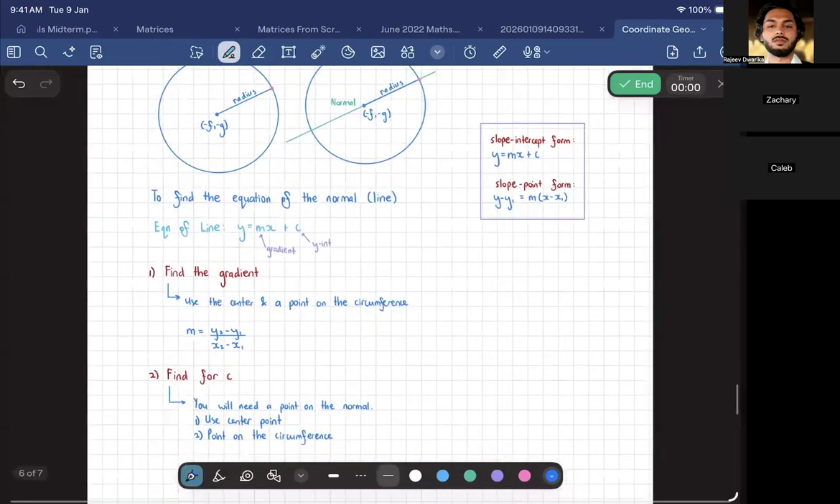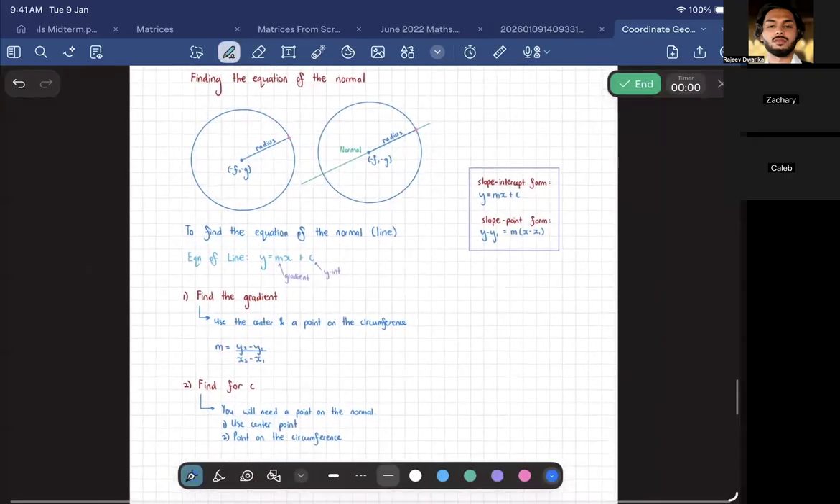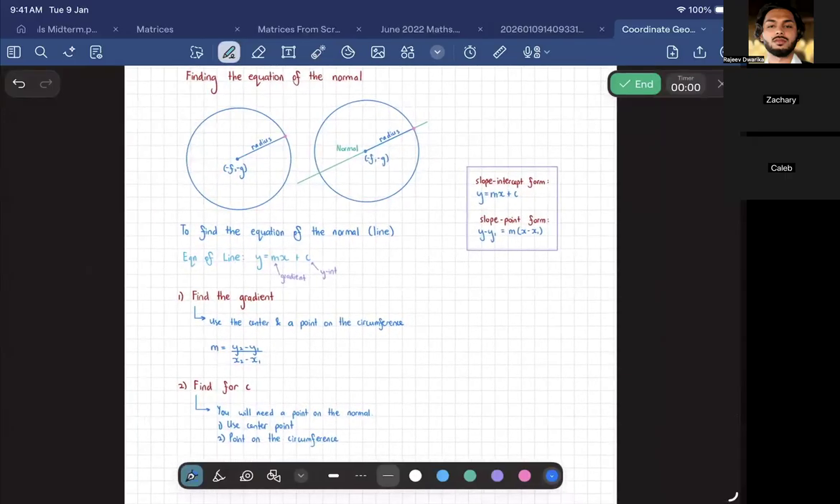Yeah, so this is how you find the equation of the normal. So take a screenshot and let's do a question now. I'm excited.